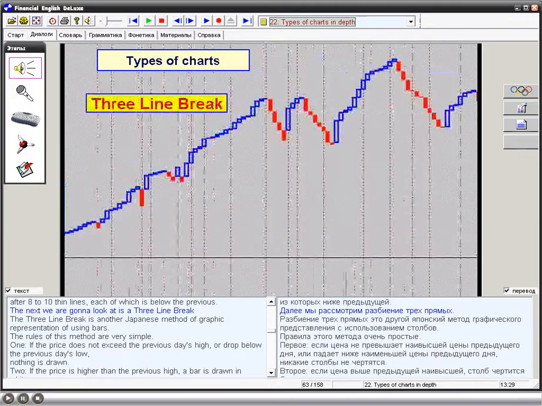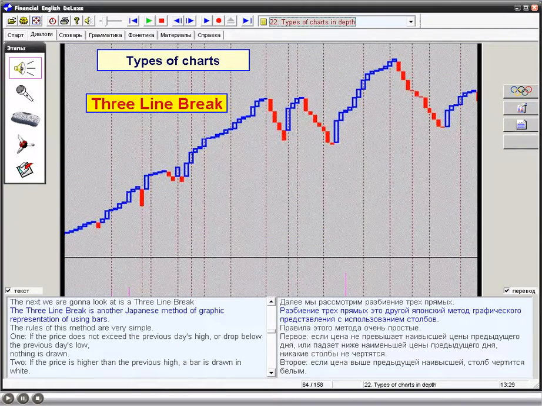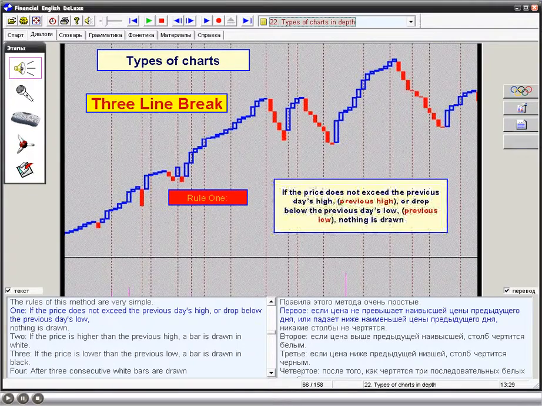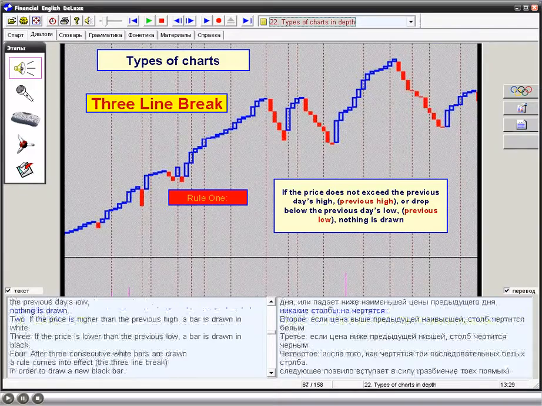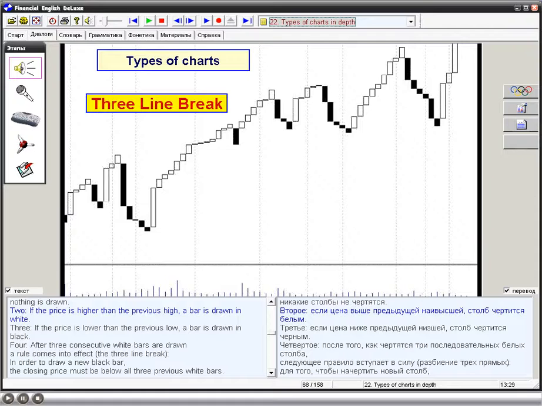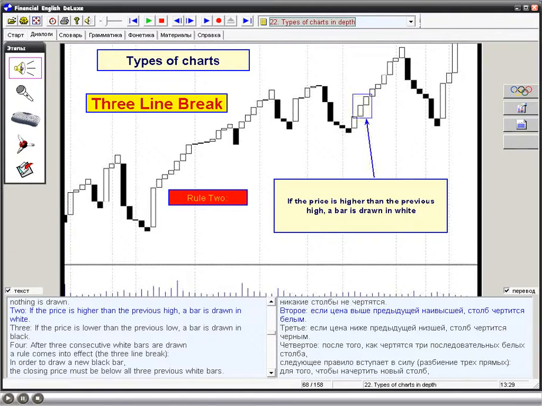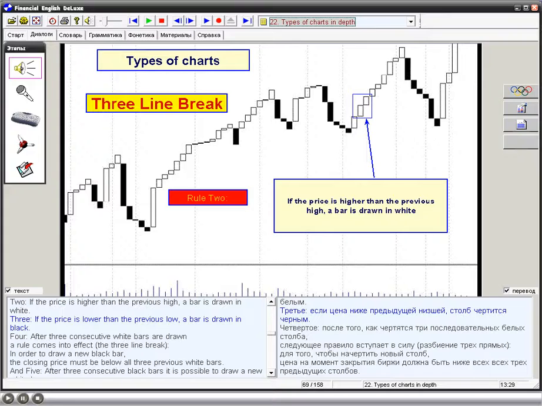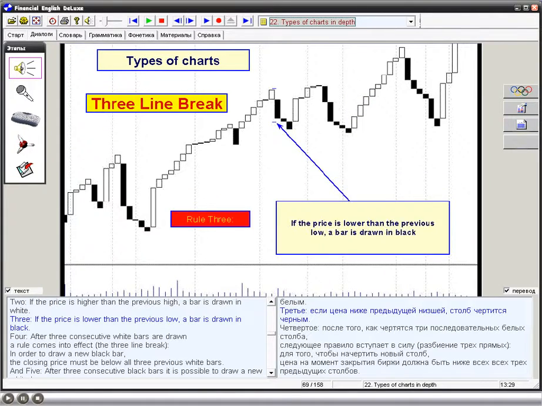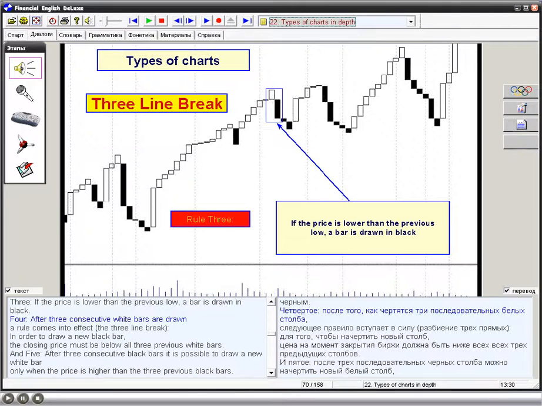The next we're going to look at is a three-line break. The three-line break is yet another Japanese method of graphic representation using bars. The rules of this method are very simple. 1. If the price does not exceed the previous day's high, or drop below the previous day's low, nothing is drawn. 2. If the price is higher than the previous high, a bar is drawn in white. 3. If the price is lower than the previous low, a bar is drawn in black.